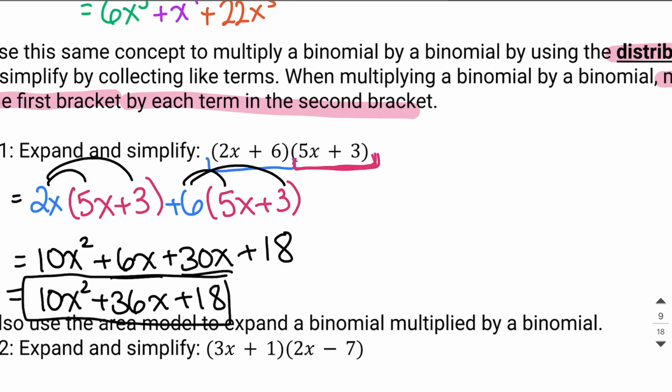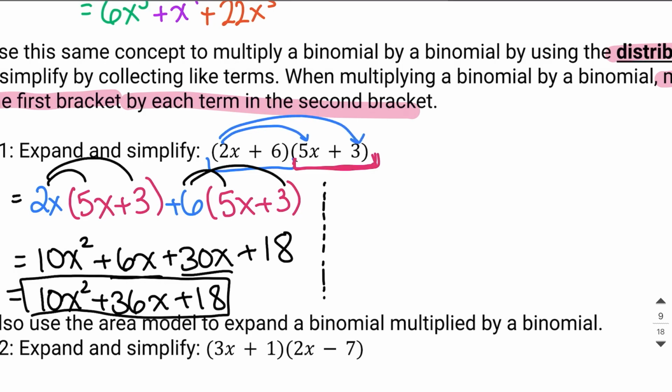I've expanded it. One quick thing though that I want to let you know is that essentially what I did here is I took this 2x and I multiplied it by the 5x, and then I multiplied it by the 3. And then I took this 6 and I multiplied it by the 5x, and then I multiplied it by the 3. So you don't have to actually write it all out like this if you see it this way.